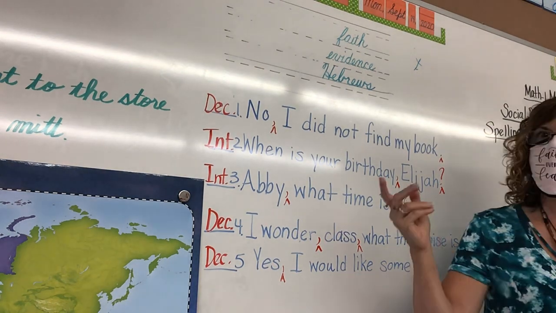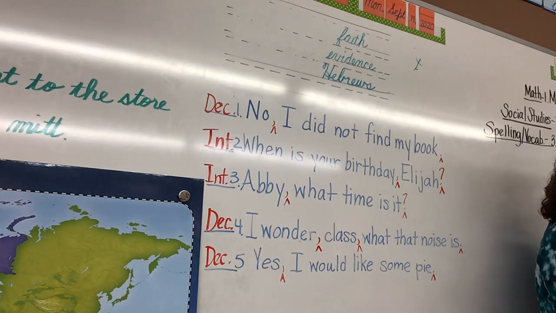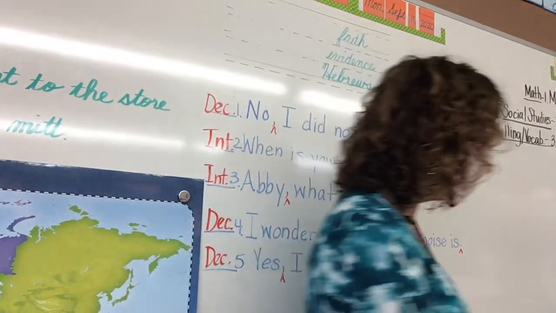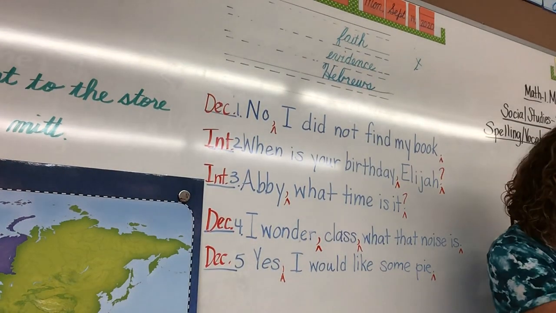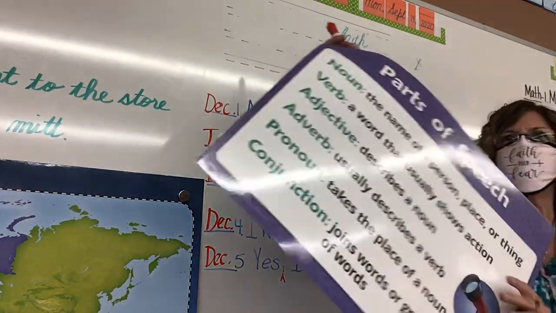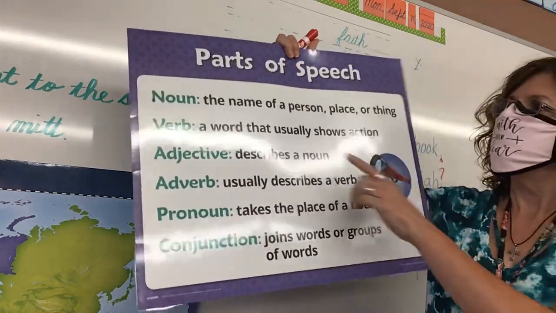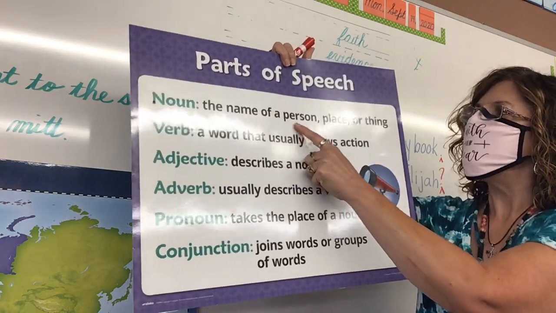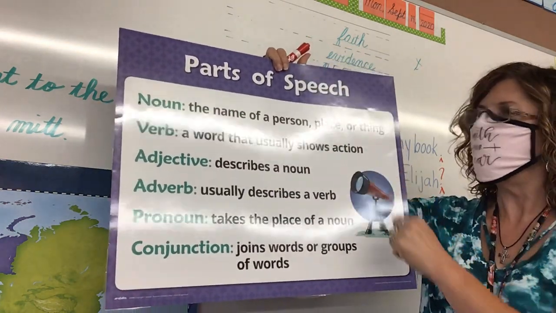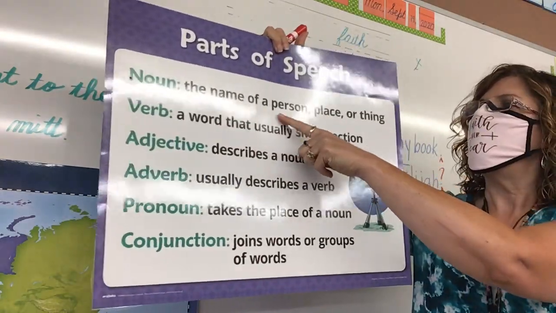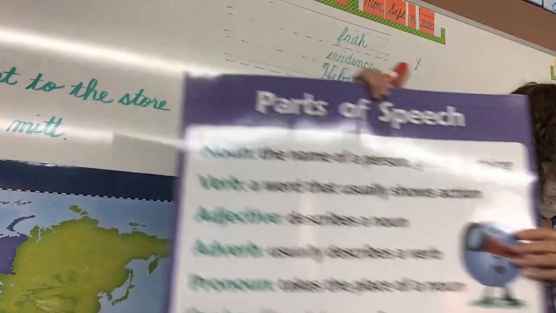Alright, the other thing we're going to talk about today is what's new on your paper. Now this won't be on your quiz, but we are going to learn about a part of speech. And grab out that poster. Alright, we're only going to look at the first thing on this part of speech, and that is the noun. The noun is the name of a person, place, or thing. So what is a noun? The name of a person, place, or thing.